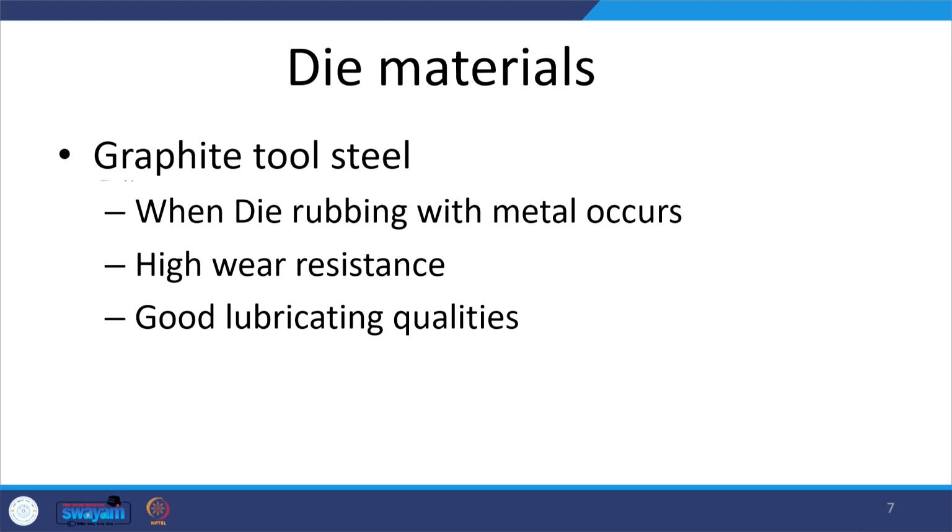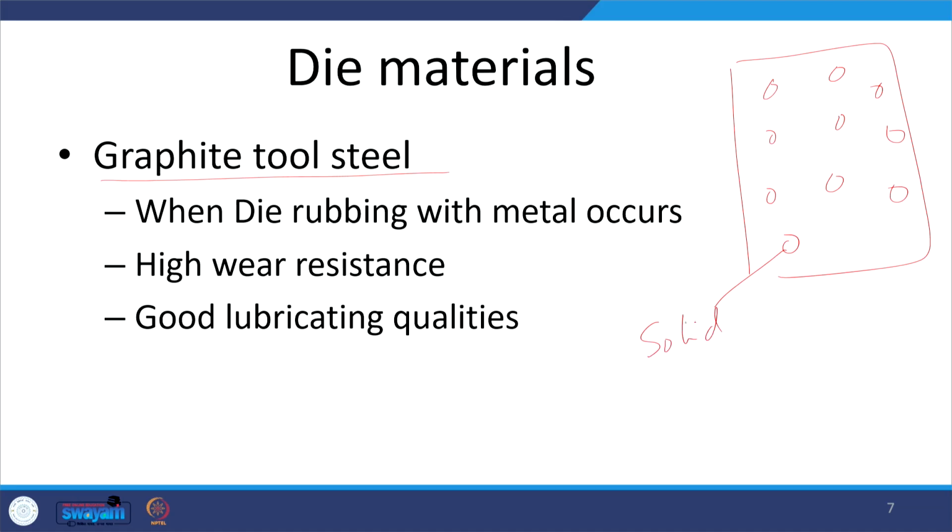Then the tool steels with graphite. Graphite tool steels means steel with graphite content. Whenever graphite is there, it acts as a solid lubricant. So, if the sheet metal operation is such that there is significant rubbing of the die with the metal, then graphite tool steels are preferred, because the graphite acts as a solid lubricant that in turn helps in reducing wear and improving wear resistance because of the good lubricating qualities.